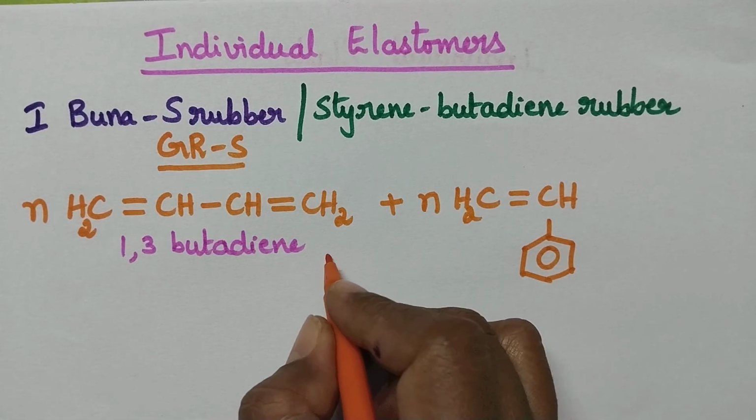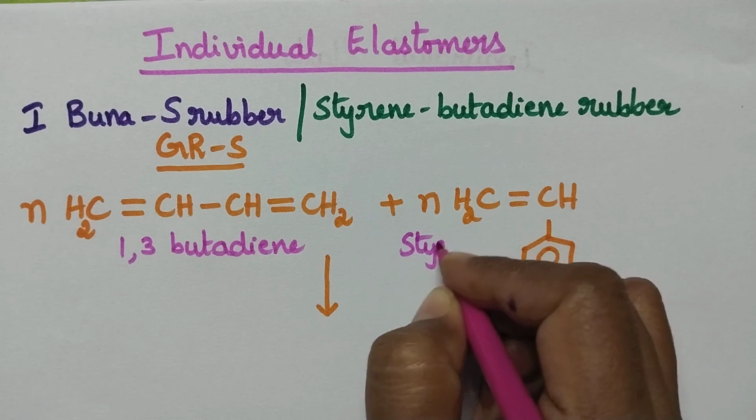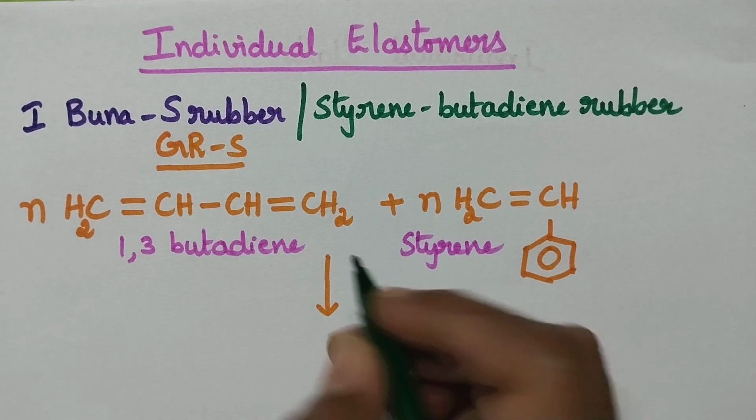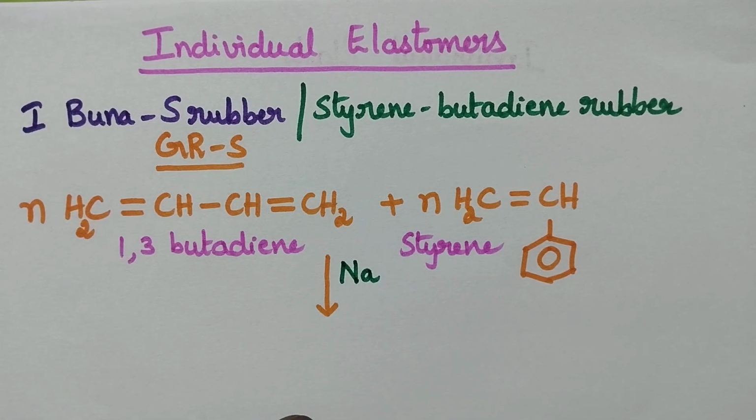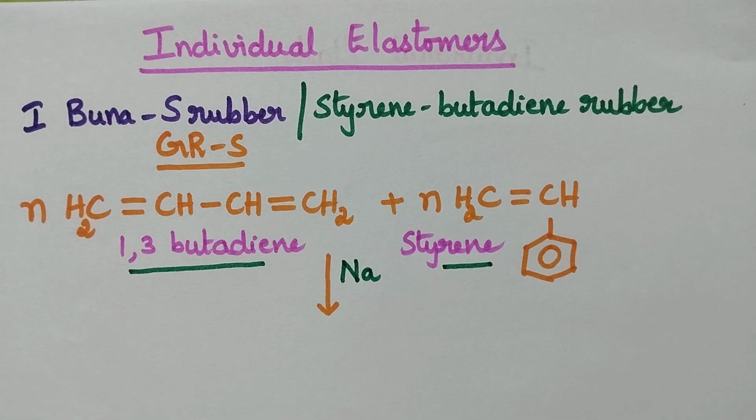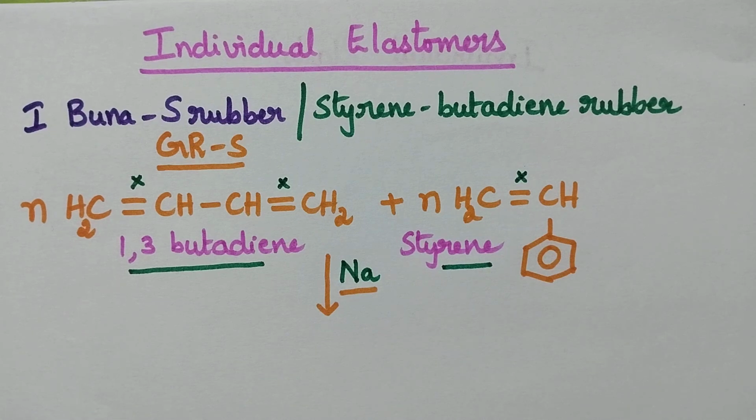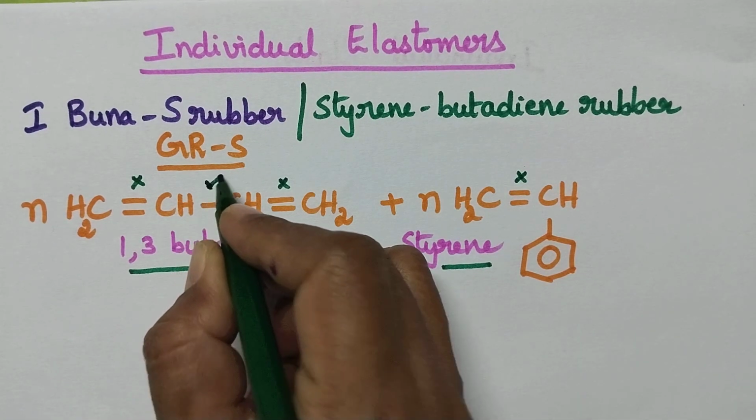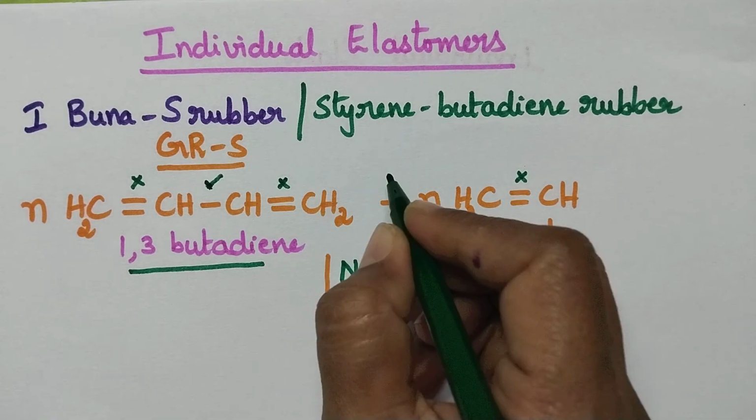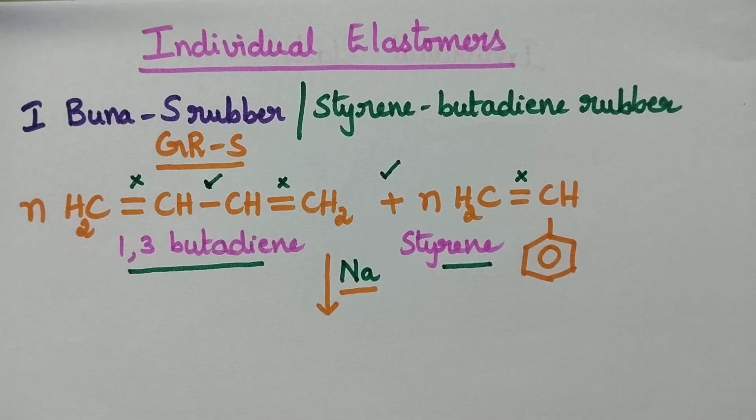During copolymerization of 1,3-butadiene and styrene, sodium is used as the catalyst. So the copolymerization takes place in the presence of sodium as the catalyst. During the copolymerization, the double bonds initially undergo cleavage and a new double bond is formed at the single bond position, and these two monomers are joined together, and hence it results in the formation of Buna-S rubber.